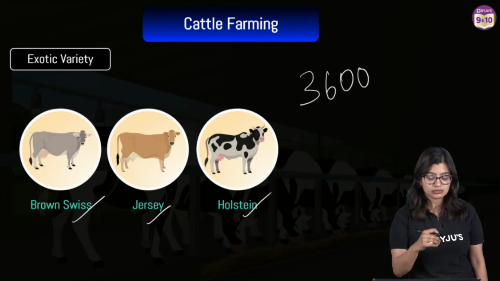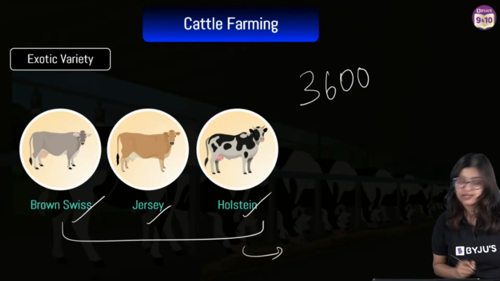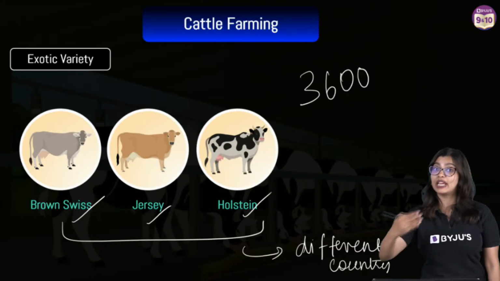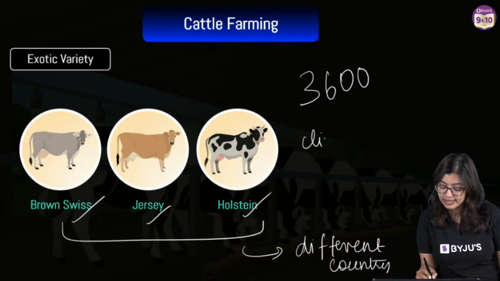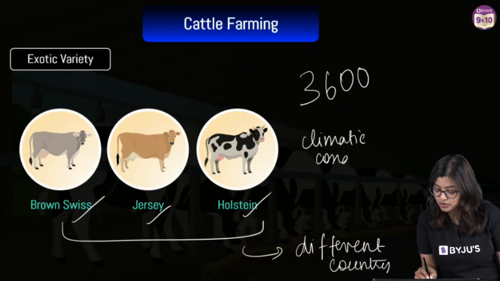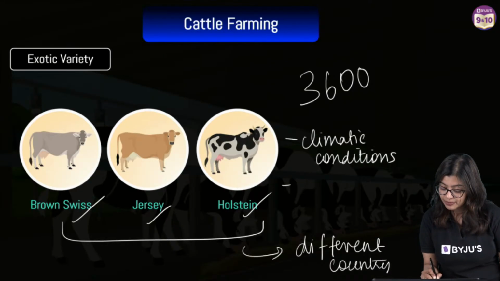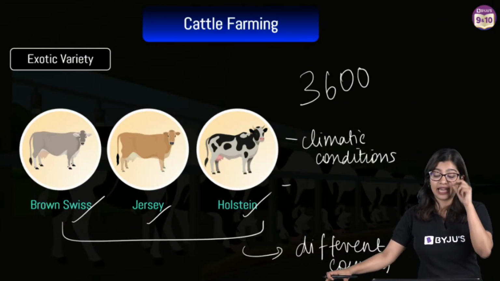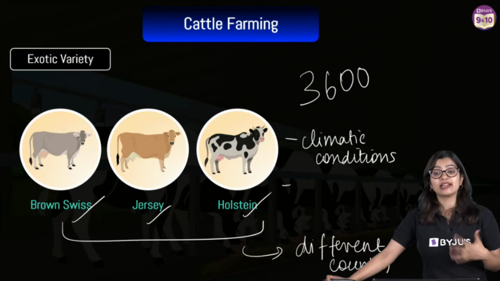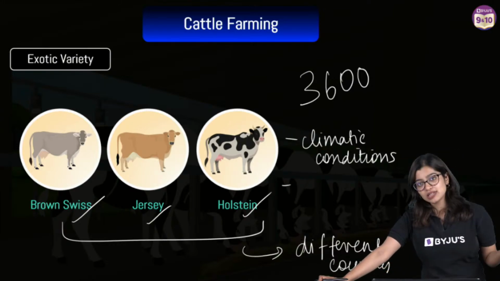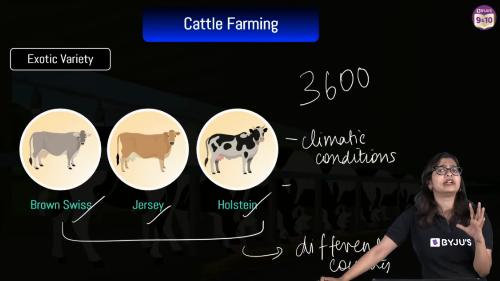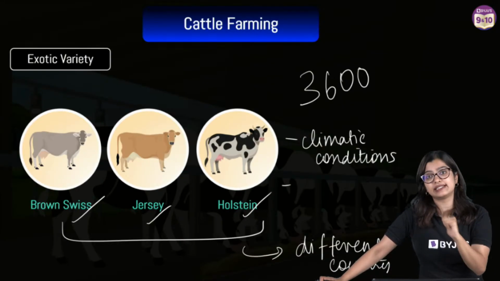But we had an issue. All these varieties are coming from a different country, right? Now they are coming and living in our country. So there is a difference in climatic conditions. They will be more sensitive to the diseases that are there, which is why we observed that they were falling sick easily. But the indigenous cows, the indigenous varieties that were there, were used to it. So they had good disease tolerance.